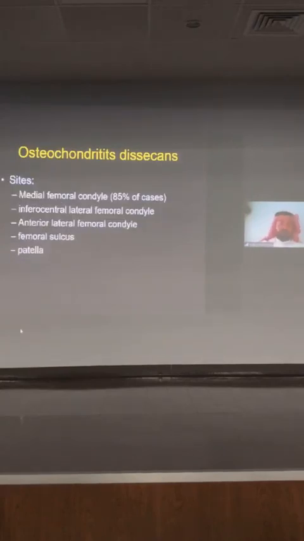In the knee, by far, the most common site is the lateral aspect of the medial femoral condyle. I use mnemonics a lot in my teaching, so I use the word LANE, L-A-N-E: the lateral aspect of the medial femoral condyle is the most common place for osteochondritis dissecans, or the OCD. And 85% of cases are in the lateral aspect of the medial femoral condyle.